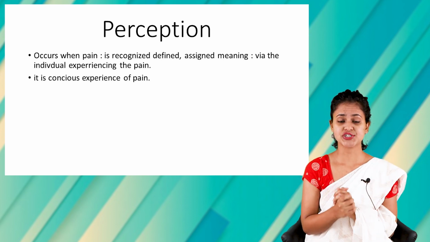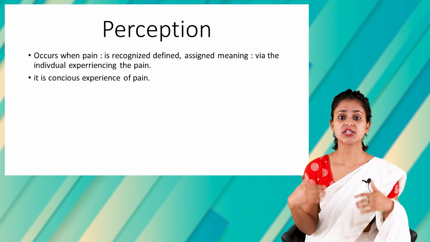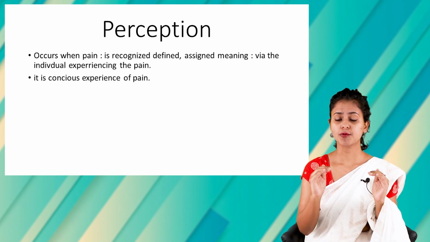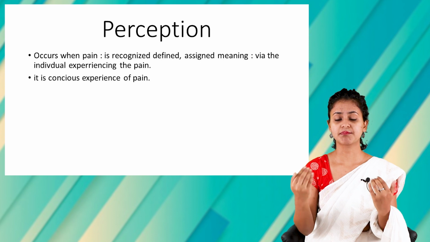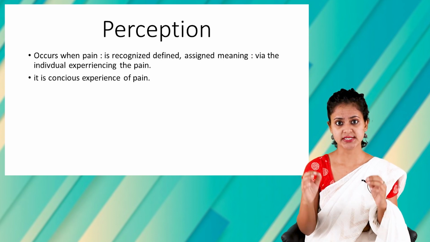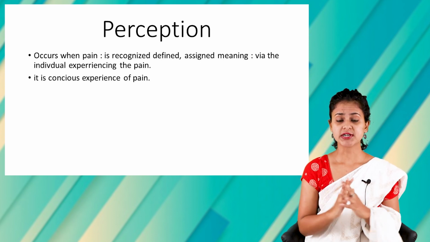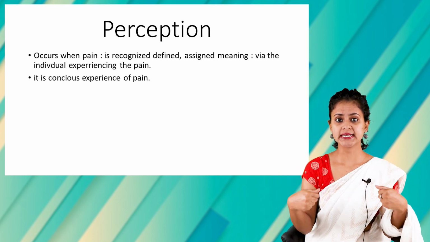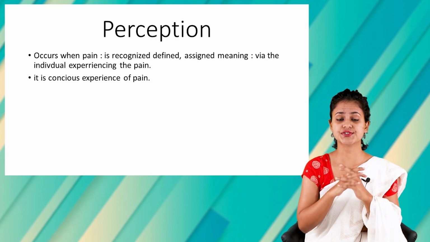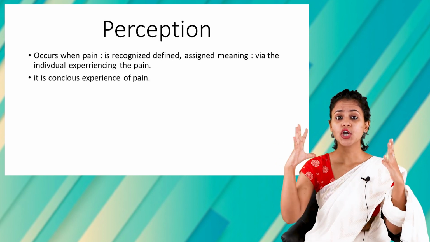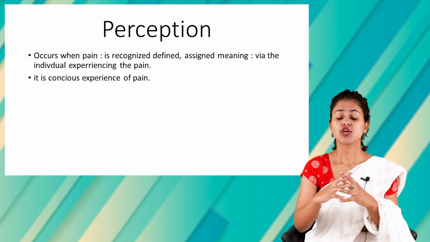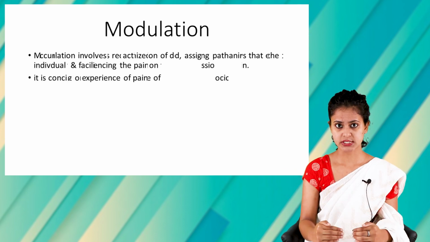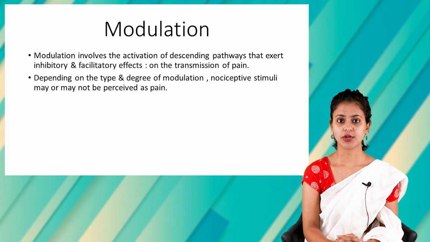So in this stage, the person will start complaining about the presence of pain or an unpleasant experience. Definitely, perception is a conscious experience of a client. So the person should have a sound mind and a conscious state to understand the presence of pain in their body. Now, next we're going to learn about modulation.